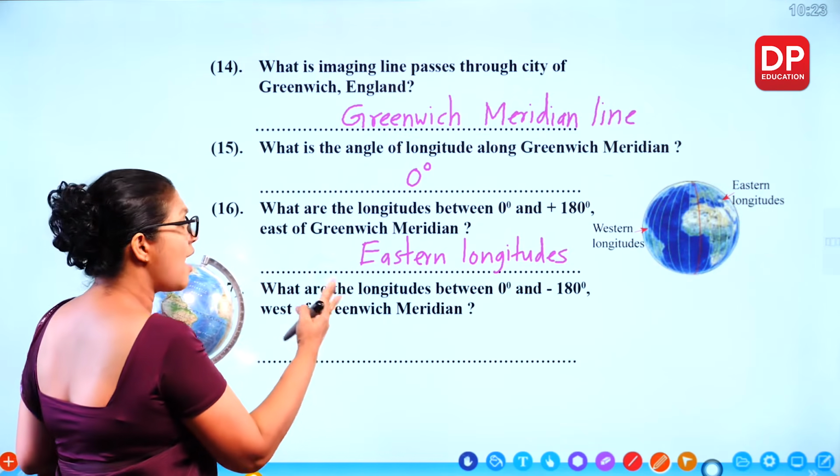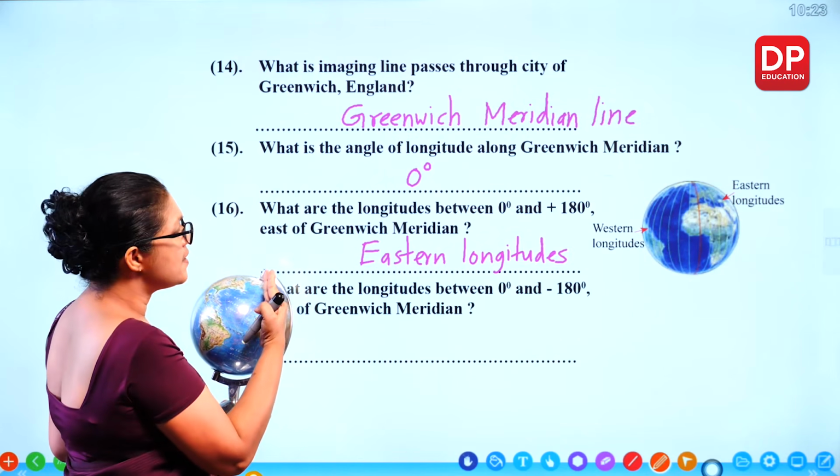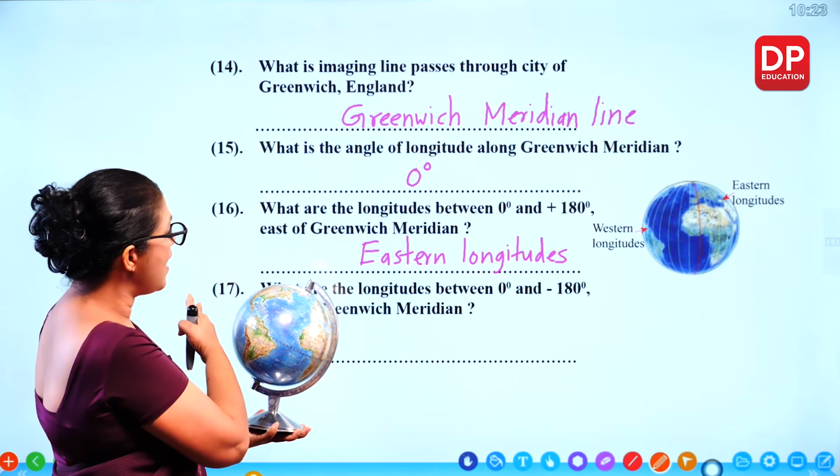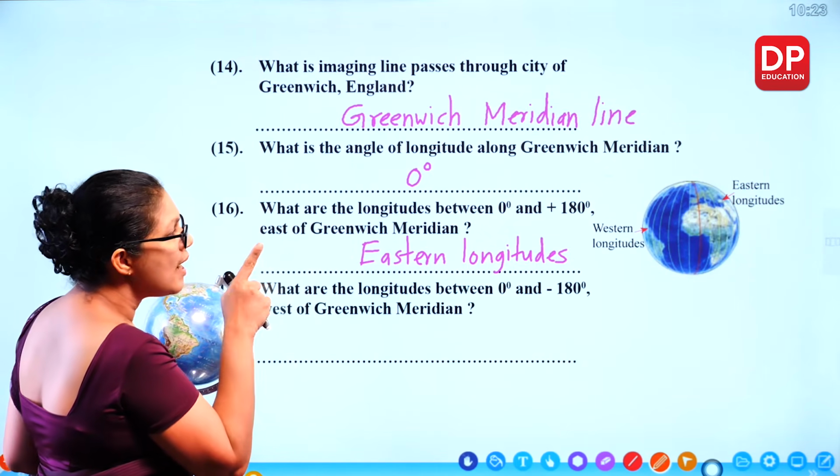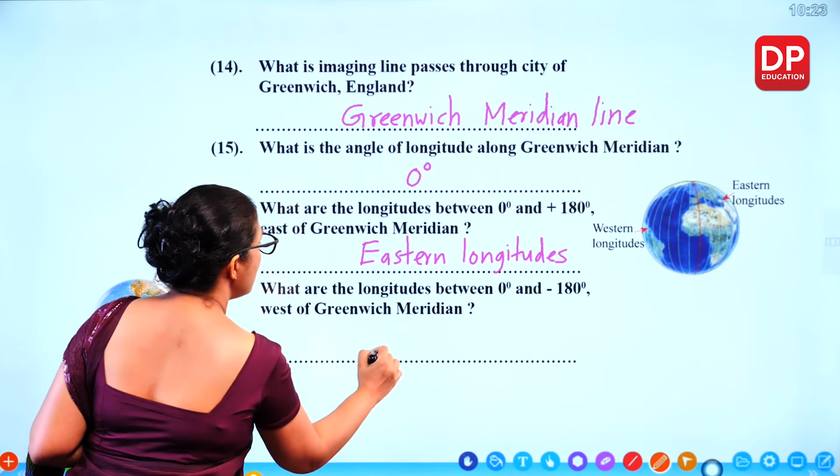And when we take the other way around, 0 with negative 180 towards the west of the Greenwich Meridian, we call them western longitudes.